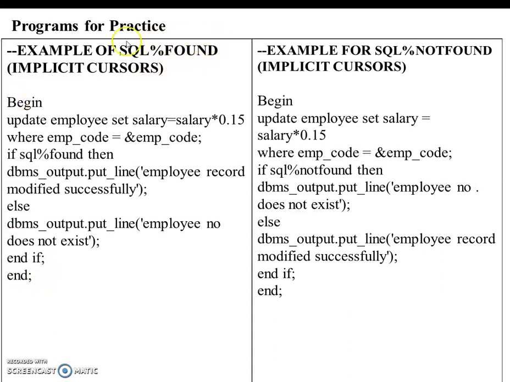So this is the SQL%FOUND keyword, a property of the implicit cursor, which generates the result as per the availability of a particular employee. Similarly, this code is performed by using the SQL%NOTFOUND keyword. So these programs are similar. Instead, here is %FOUND and here is %NOTFOUND keyword.